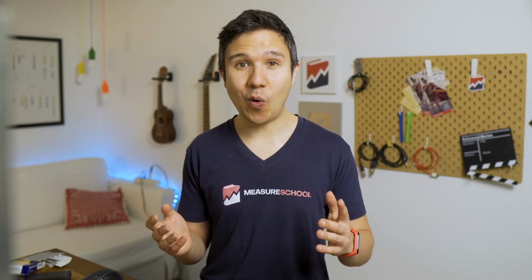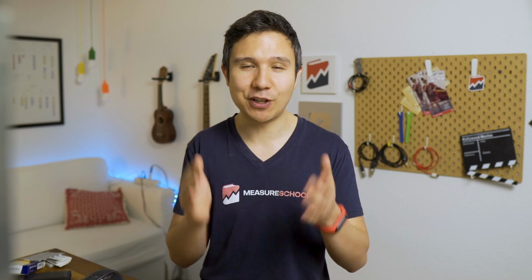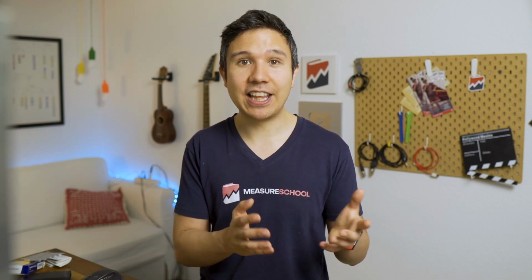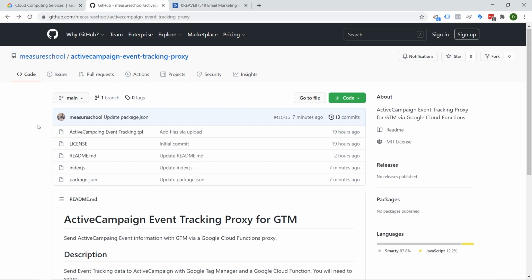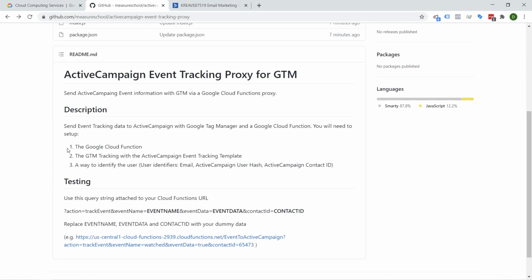All right, now that you know what our tracking deployment is all about, let's get started actually implementing it. The first step is to set up our ActiveCampaign API and then connect it to our Google Cloud function. So let's do this right now. To start to set this up, we need to do the following steps here. We're going to start out with the Google Cloud function to set this up and test it.